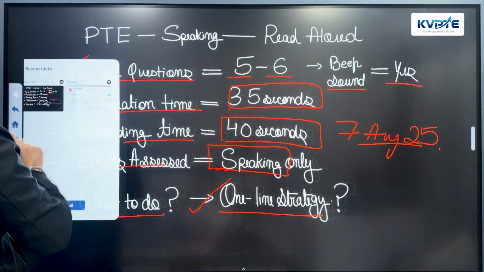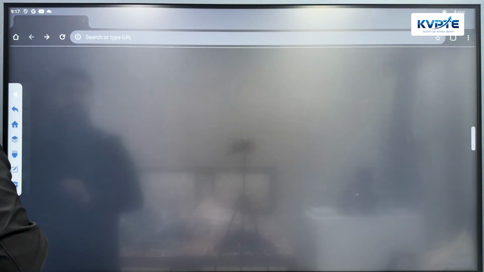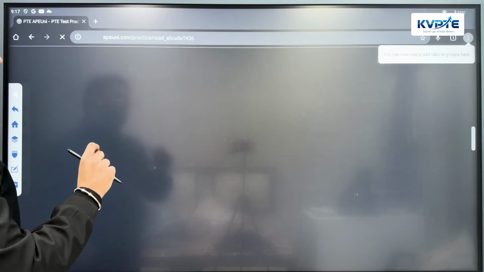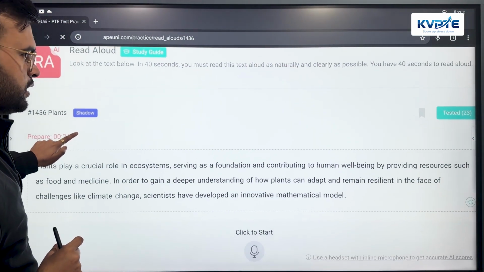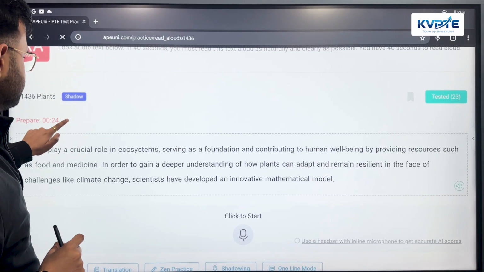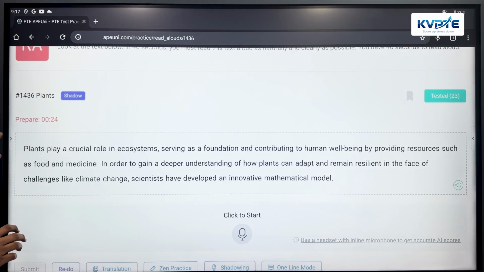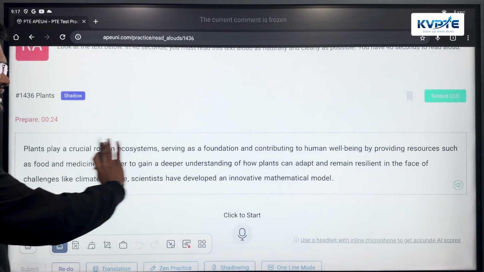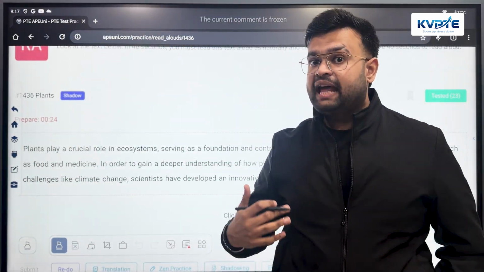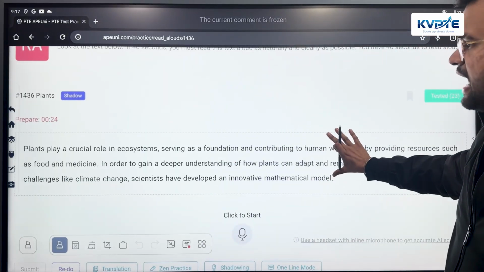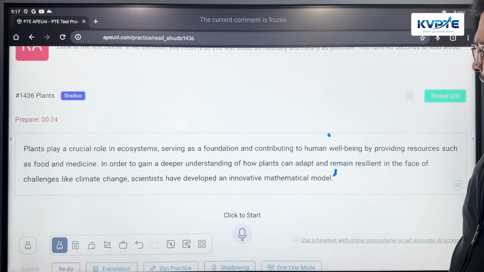Now this is how your screen will look in the PTE Read Alouds. So this is how your screen is going to be, and what you need to do is you just have to read this paragraph. You'll be getting 35 seconds to prepare, and in 40 seconds you just have to read this paragraph.